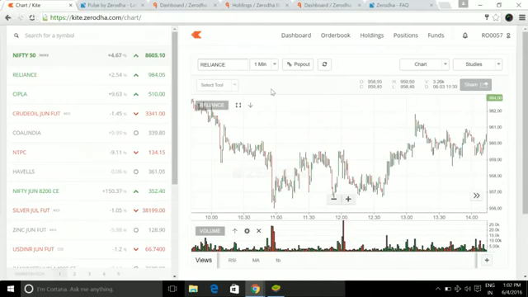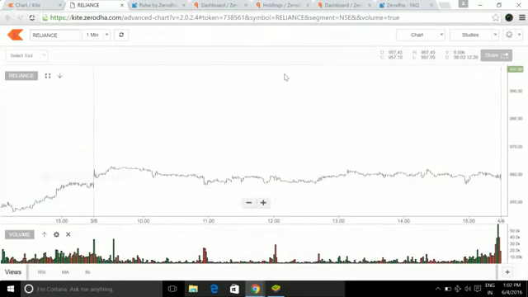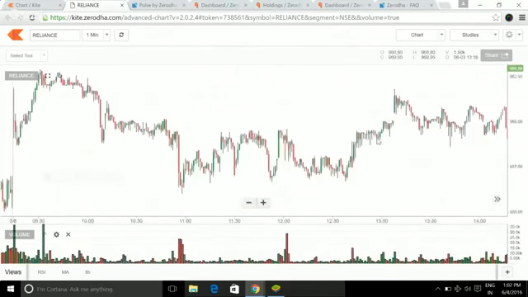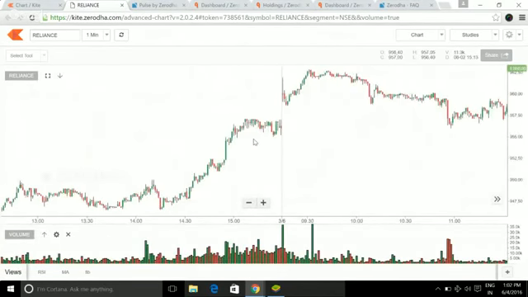This chart is open within the main app. If you want it to be popped out, you can just click on pop out. Once popped out, just let me arrange this. Just give me a second. So once popped out, this is how the chart looks.